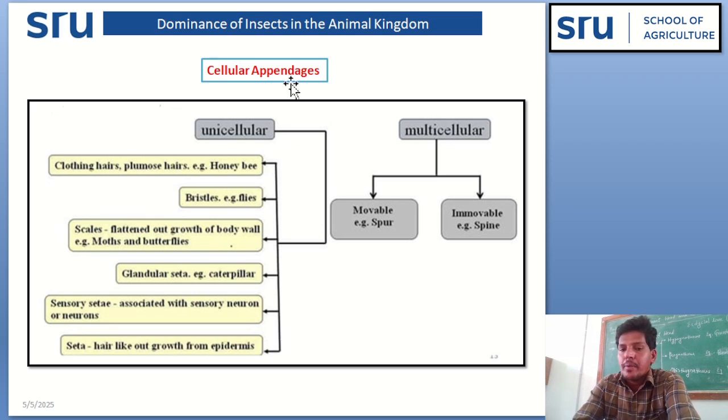See here cellular appendages, unicellular appendages and multicellular appendages. Unicellular appendages are clothing hairs and plumose hairs in honeybees. Bristles are there in flies. Scales are there in butterflies and moths. Glandular seta are present in caterpillars. Sensory seta are present in many insects. Then the multicellular appendages are movable spurs and immovable spines.